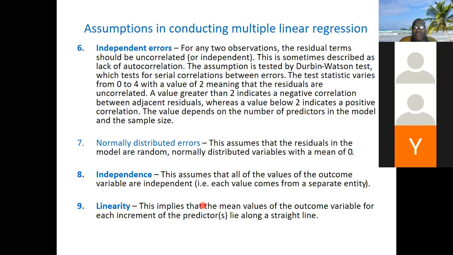Independent. It's the same independence, but here you have independent error. It applies to the residual. Normally distributed also applies to the residual. Some of them apply to the residual instead of applying to the data set, the Y itself. Linearity implies that the mean value of the outcome variable for each increment of the predictor is linear. That's what we call a linear regression.